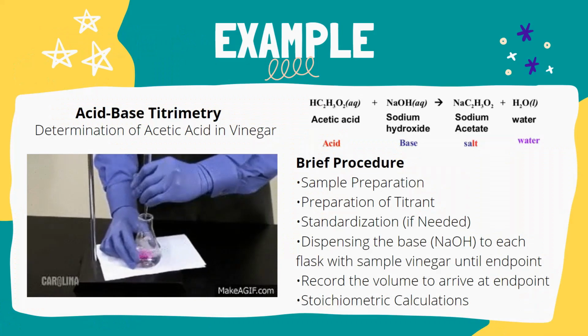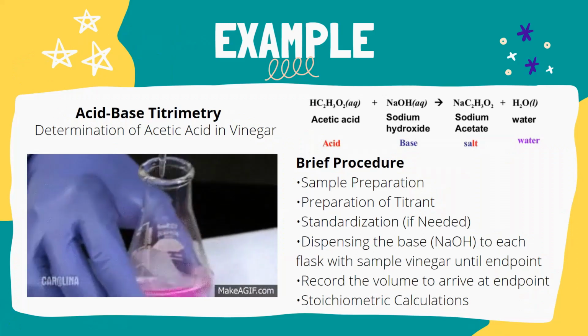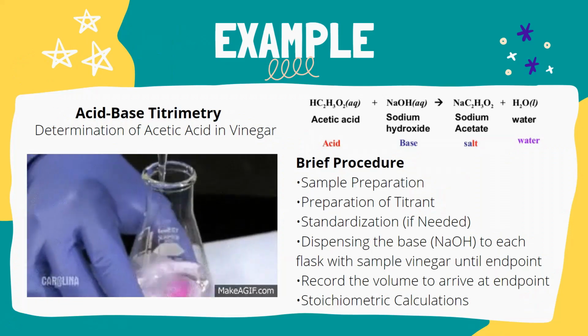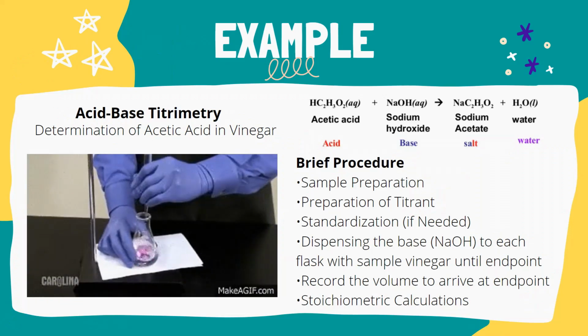As an example, for acid-base titrimetry is the determination of acetic acid in vinegar. So yung determination ng acetic acid pala in vinegar is very important, ano? Kasi you have to have the right amount of acetic acid, the right concentration of acetic acid in your vinegar para safe siya for human consumption.